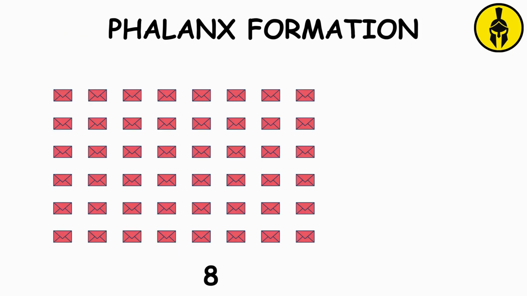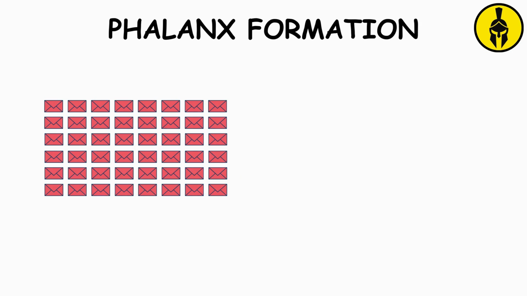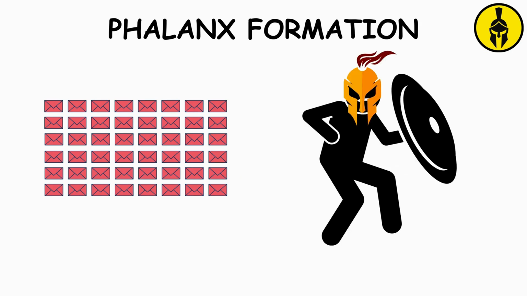Soldiers line up in 8 to 16 rows. The soldiers in the line get as close to each other as possible. The soldiers hold a large round shield in their left hand and long spears in their right hand.